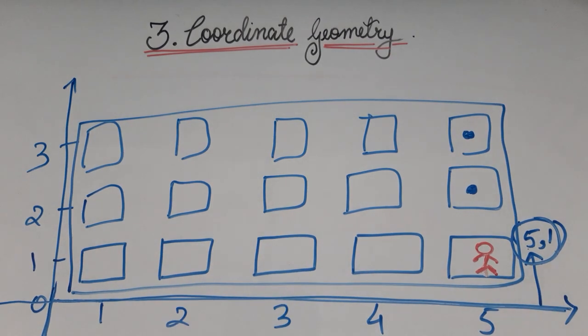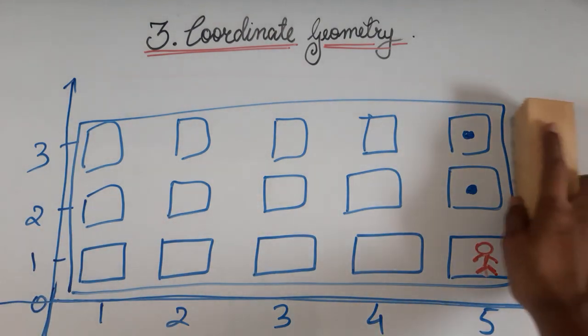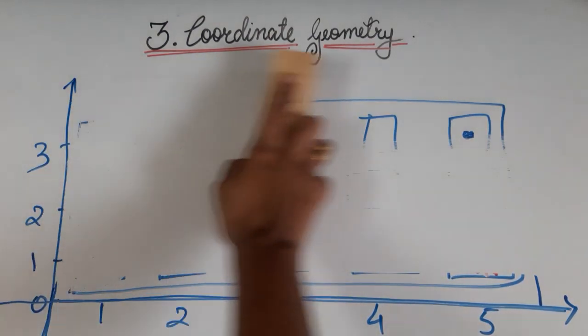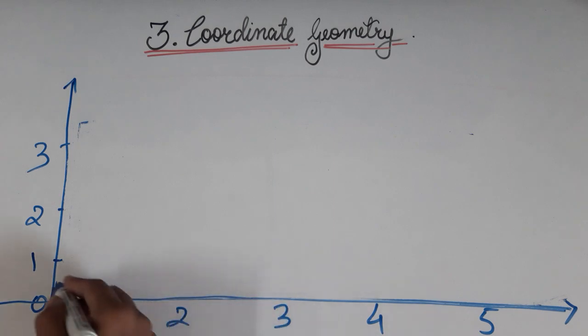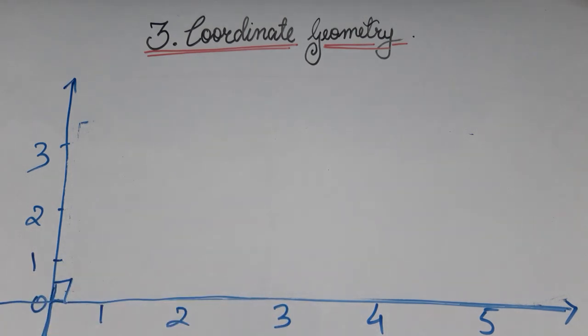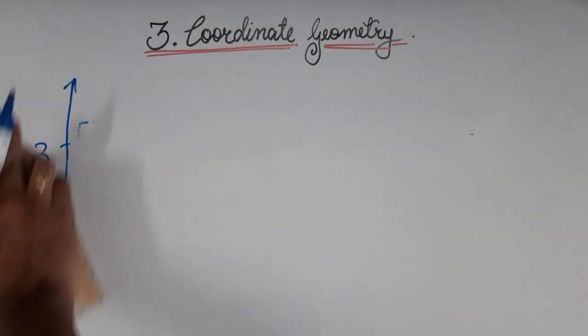Now let us take this arrangement and look at the number lines. So these are your two number lines. You will notice that the two number lines are perpendicular to each other. So let me draw this number line properly.